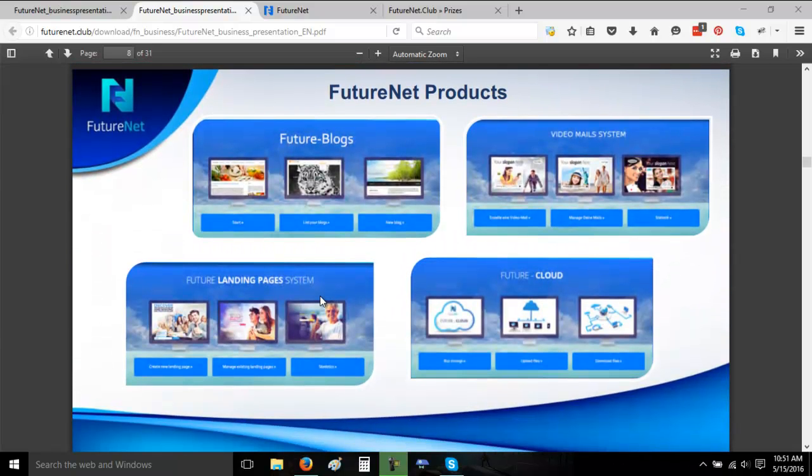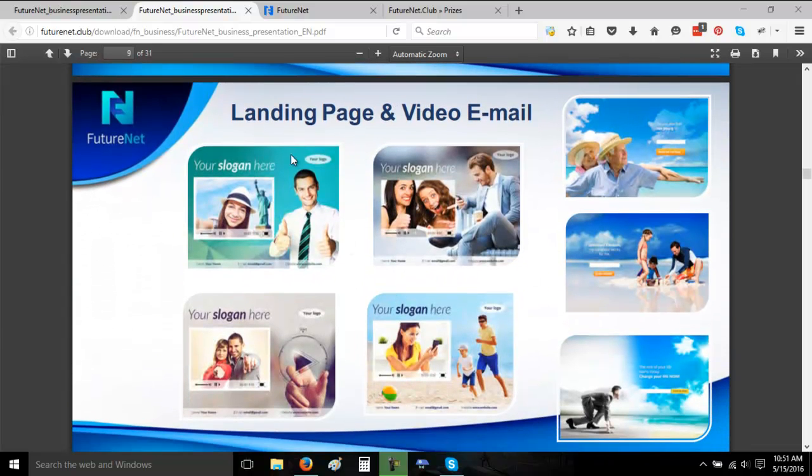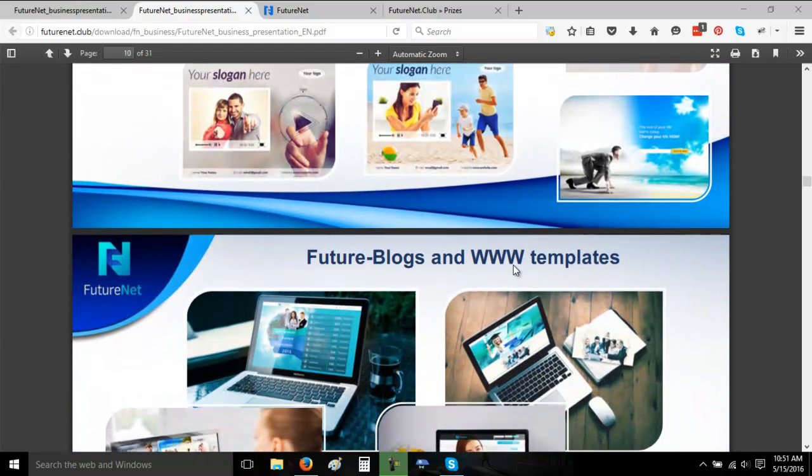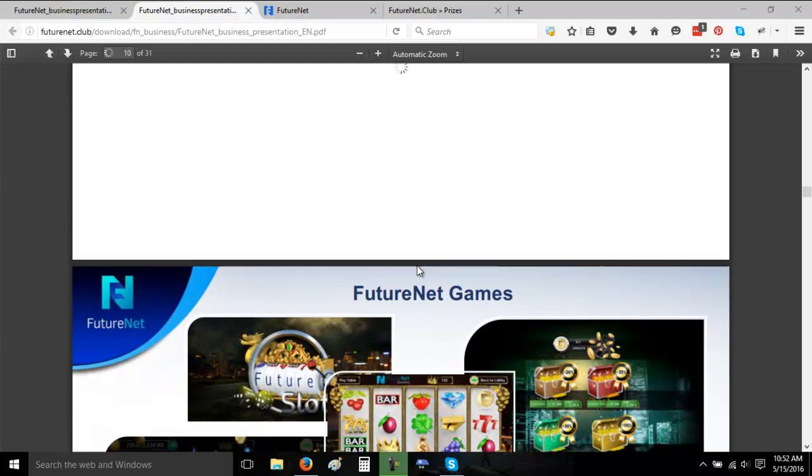Let's get into a little bit of what they actually have here as far as the products. They have blogs that you can buy into. They have a video email system as well. They have landing pages you can buy, and they also have cloud storage. And this right here shows the landing pages and video emails that they have, which are very professional looking, very nicely laid out. They have templates that you can use as well, blogs and templates.